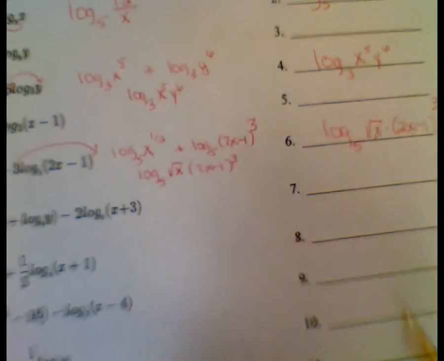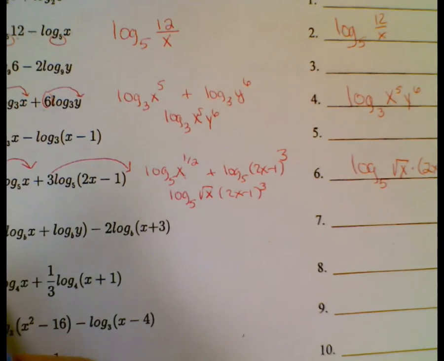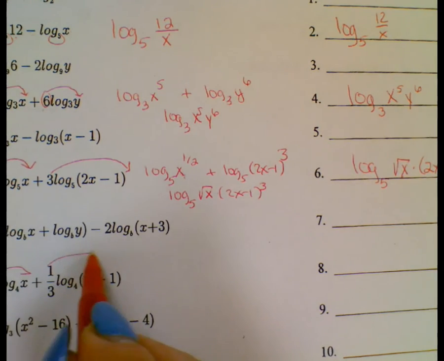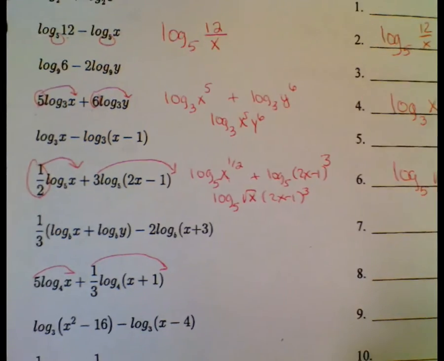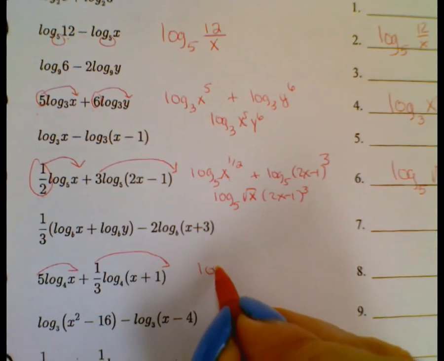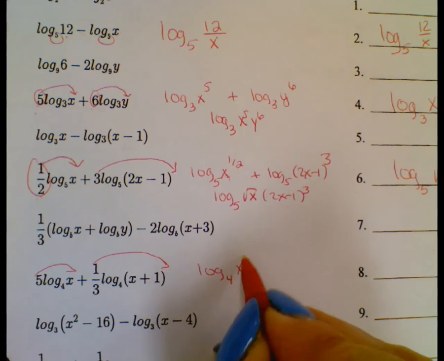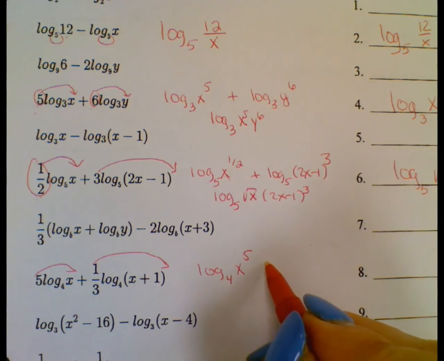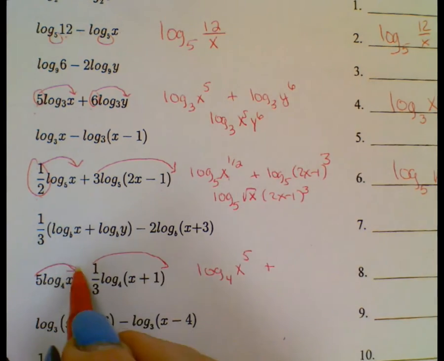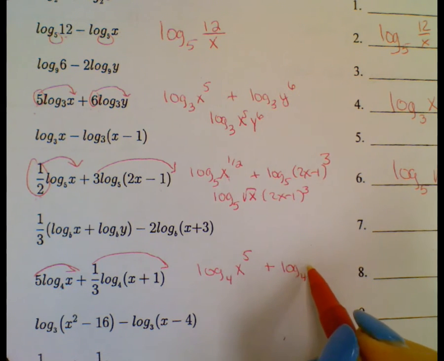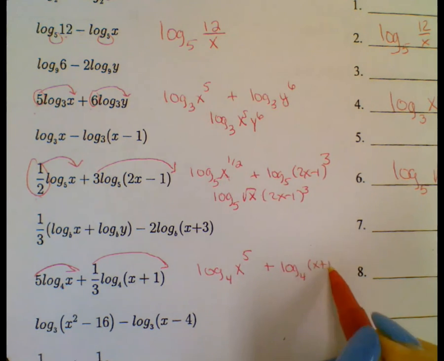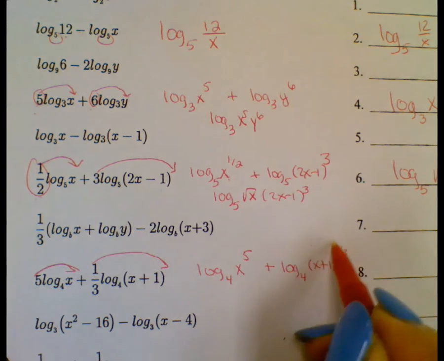So 8. We have a number out front. It's going to become an exponent, and it's 1/3. Oh, a 1/3 means, anytime you have a fraction, it means it's a root. Okay, so we have to be careful. So we have log base 4 of x to the 5th plus, you guys understand that 5 became the exponent? Plus log base 4. So this is going to be x plus 1 to the 1/3, but you never want to have a fraction exponent.